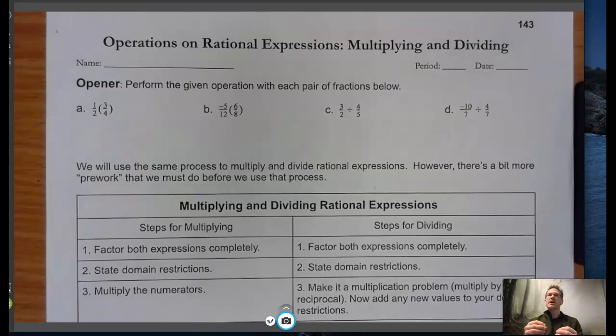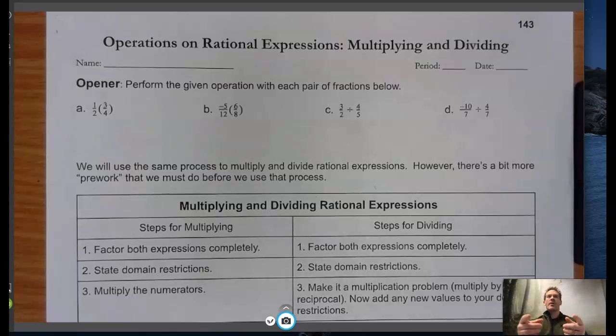All right. So the good news is, the rules that we're going to follow for rational expressions when we're multiplying and dividing are going to follow what we do for real numbers. And then obviously we're going to have to make a couple of small adjustments because we're dealing with polynomials in the numerator and denominator versus numbers.